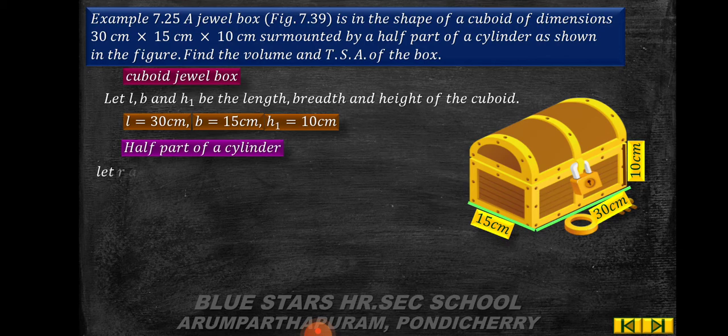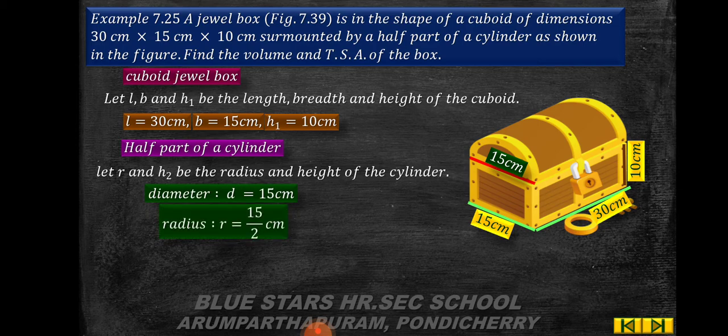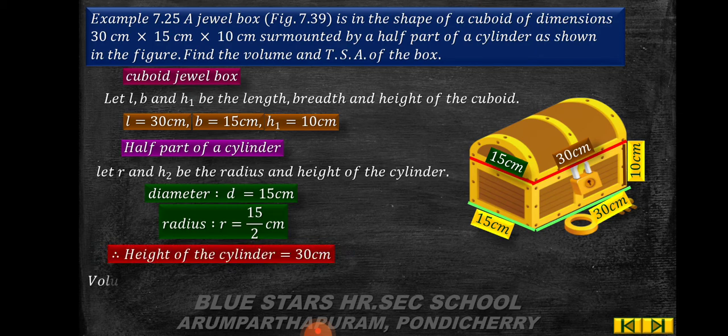Therefore, half part of a cylinder. Let R and H2 be the radius and height of the cylinder. So you can see the jewel box, it is like a half cylinder. It is a cylindrical shape. So diameter is equal to 15 centimeter. So radius R is equal to 15 by 2 centimeter. Therefore, height of the cylinder is equal to 30 centimeter.